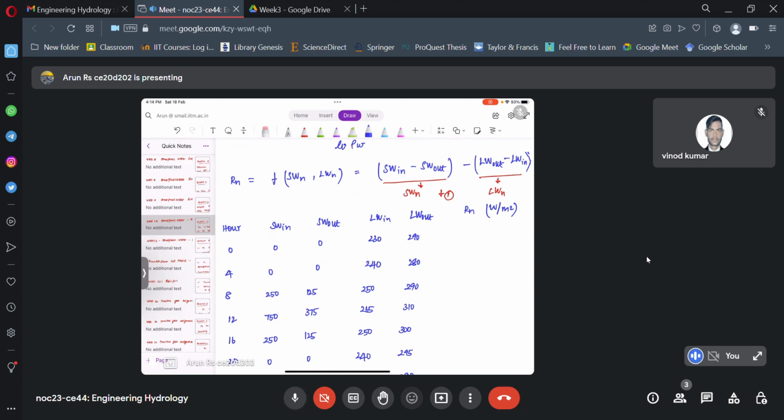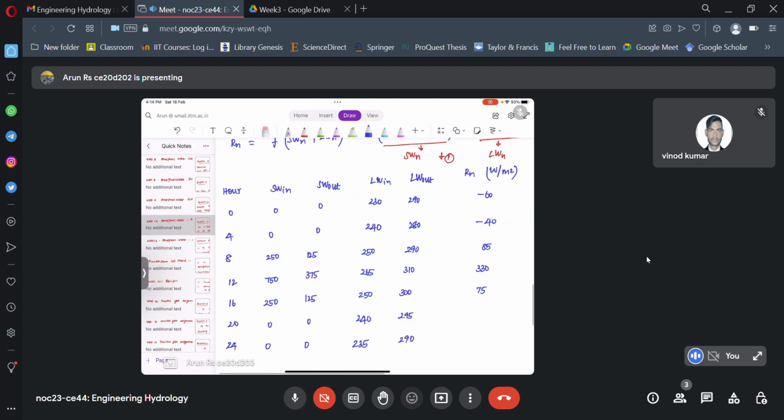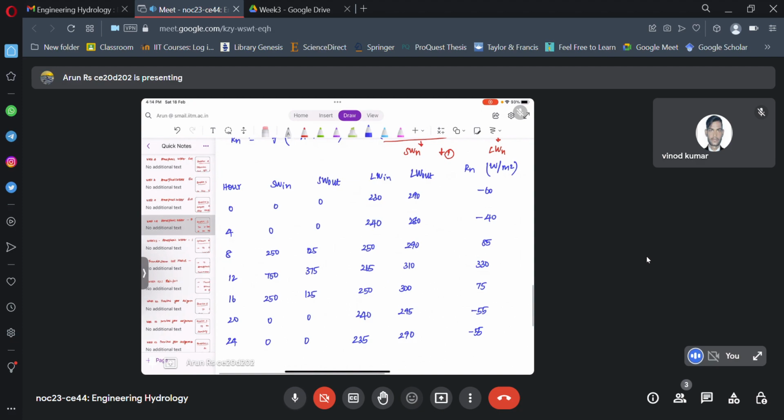So if we do that, we'll be getting minus 60, minus 40, 85, 330, 75, minus 55 and minus 55. So can you tell me why we are getting some negative net radiation? So what could be the reason?